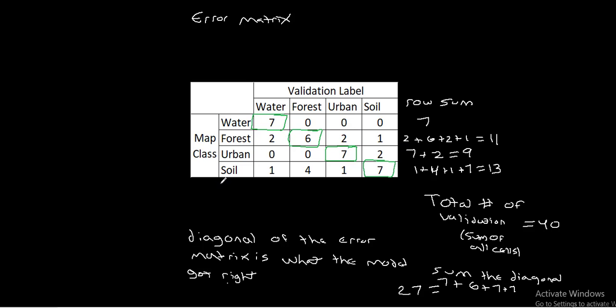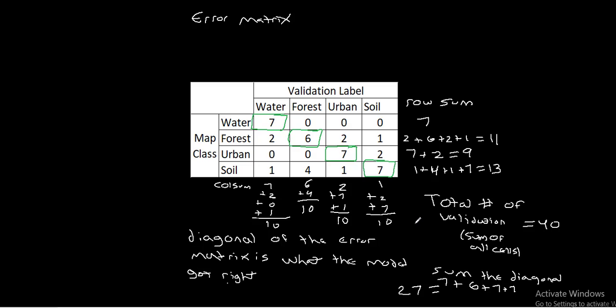Right, we can do the same thing with the columns. We can do a column sum. So this would be 7 plus 2 plus 0 plus 1. The column sum here is going to be 10. This would be 6 plus 4. That's also going to be 10. This is going to be 2 plus 7 plus 1. So this is also going to be 10. And this is going to be 1 plus 2 plus 7, or 10. Okay.